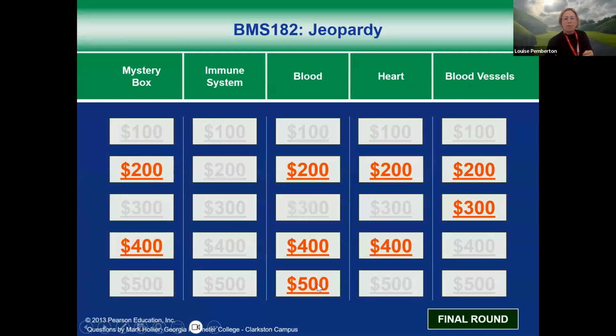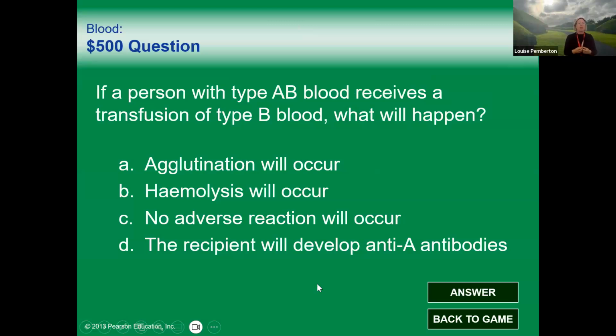Okay, the other 500. If a person with type AB blood receives a transfusion of type B blood, what will happen? Yeah, nothing, because AB blood can receive from all the other blood types.